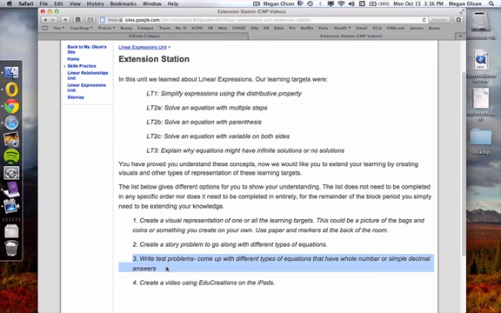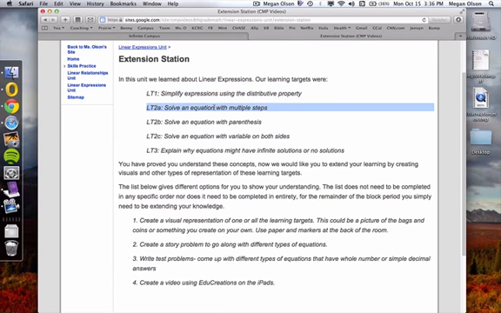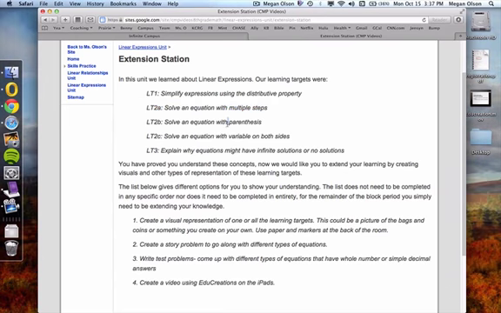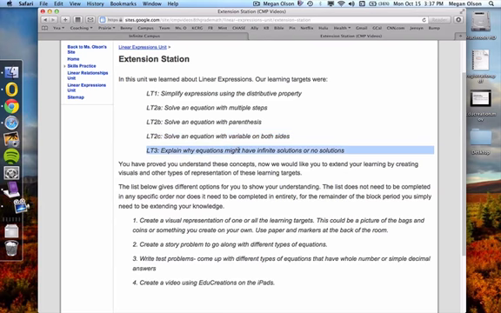The third option is to write different problems. So choose a learning target and just come up with problems. Come up with parenthesis problems. Come up with an equation with multi-steps where you have to add like terms. Come up with an equation with parentheses with a variable on both sides. Or come up with infinite or no solution problems, and then make those problems so that they have a whole number or a very simple answer, like 1.5 or 0.5 or 0.75.